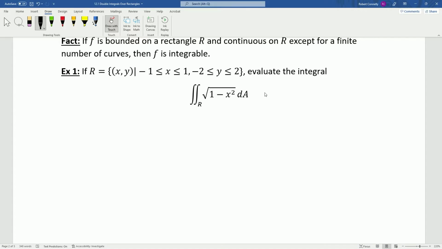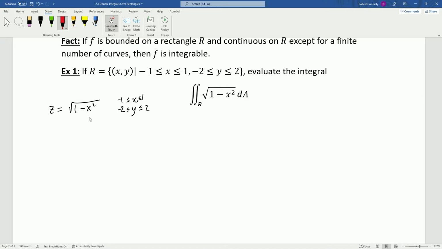Well, we don't really have a good process for this yet, but if we understand the interpretation of the problem, then we know what this is asking us for is the volume of the figure generated by the surface z equals the square root of 1 minus x squared, where x is between -1 and 1, and y is between -2 and 2. So let's try to draw this.